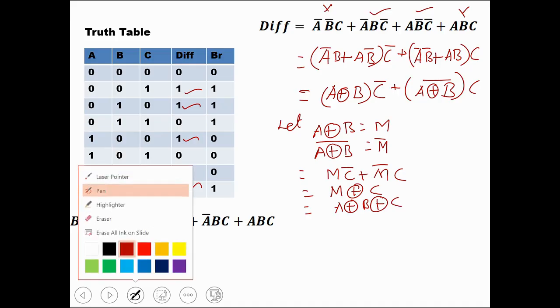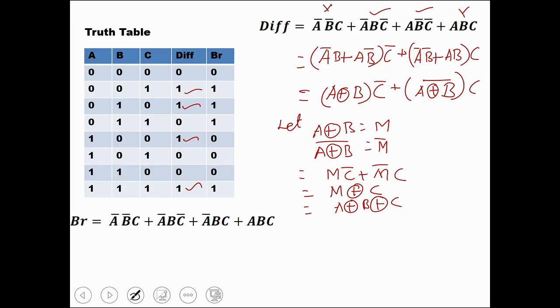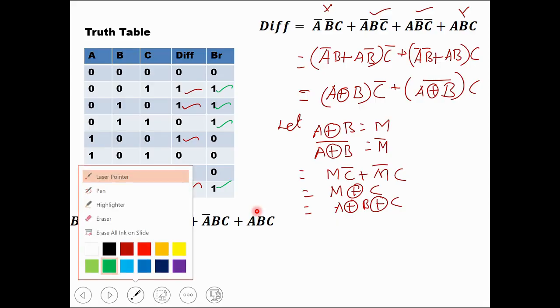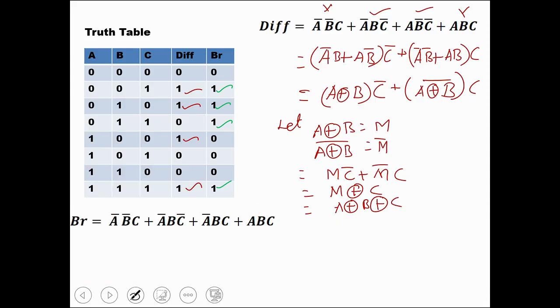So next, we will write the Boolean expression for borrow. So for borrow, we have to consider these outputs because these outputs are high. So for the first output, the product term is A bar B bar C. For the second output, A bar B C bar. Next one is A bar B C. Finally, ABC. So again we have to simplify this expression.